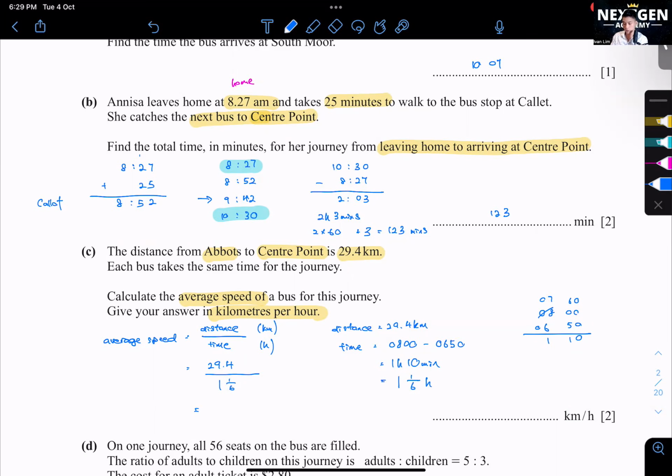Divided by 1 and 1 over 6. Okay, and you'll get 25.2 kilometers per hour. So 25.2 kilometers per hour. Please take note of the units, okay, for your IGCSE maths.